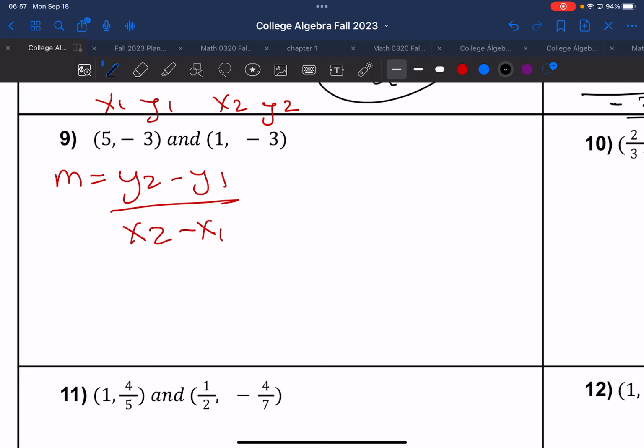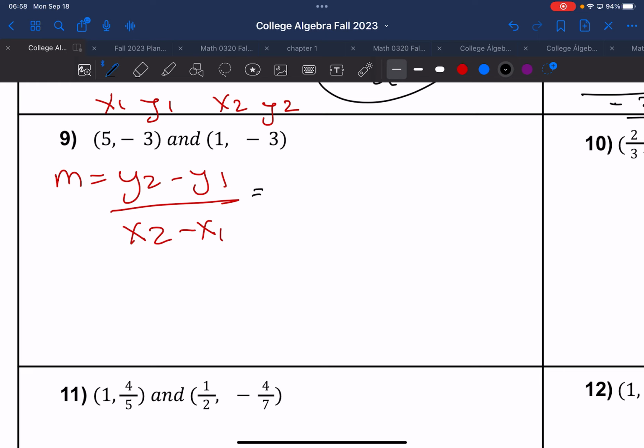Okay, what'd you guys get? Just go ahead and shout it out. Okay, anyone else get a different answer? That's 0 over negative 4. 0 over negative 4. Okay, let's plug them in and find out which one's correct.